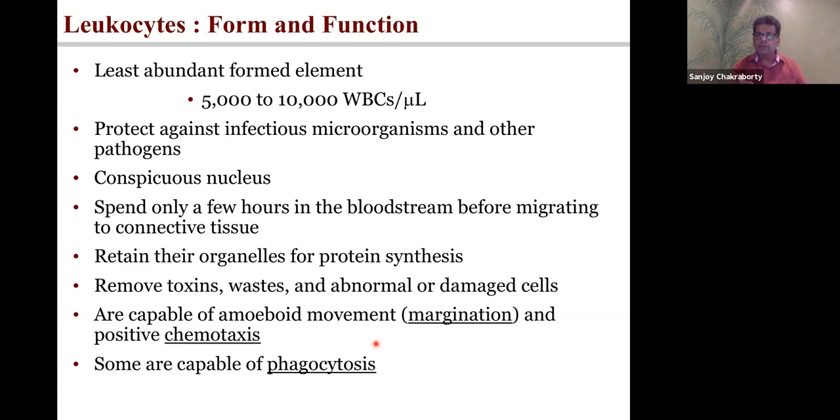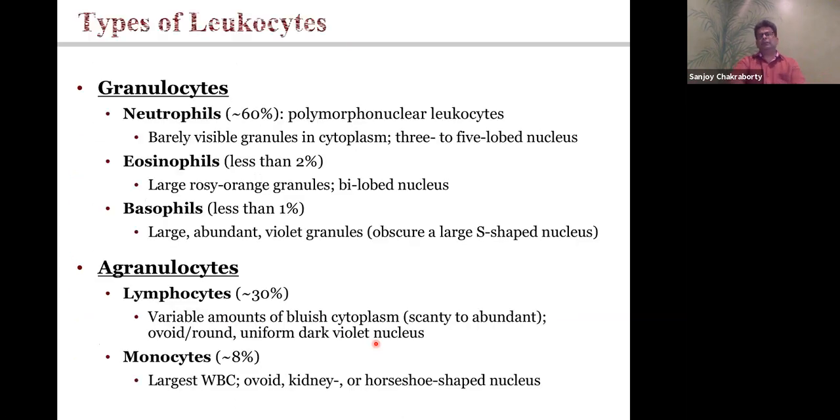And then when they go there, some of them are capable of phagocytosis. Phago means eating, so they're eating the microorganism or any damaged cell. That's how they save you. Now they have many different types. They have 5 different types of WBC.